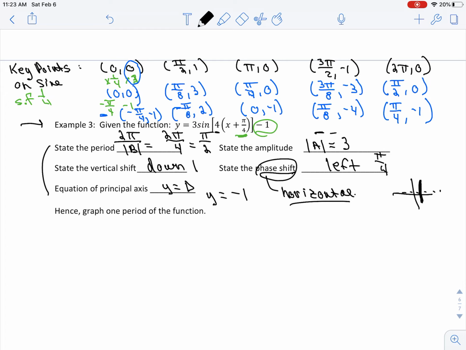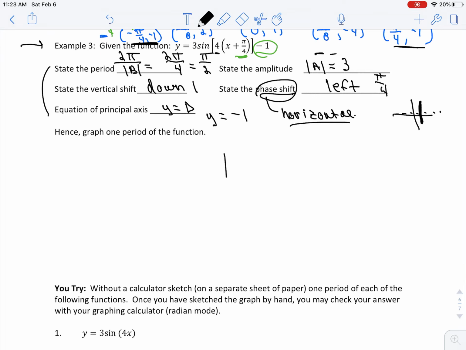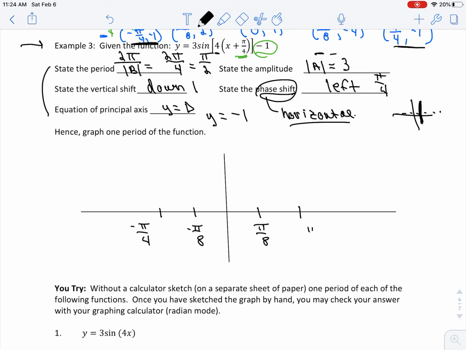And I notice that these are symmetric. So the first x value is negative pi over 4. The last one is pi over 4. So when I graph this, I'm going to kind of center it, and just evenly space, because these are evenly spaced numbers. So I have negative pi over 4, negative pi over 8, 0, I don't have to write that, pi over 8, and pi over 4.